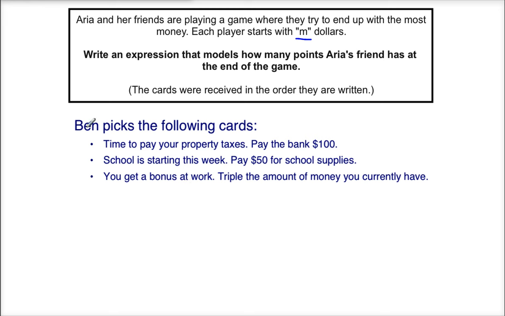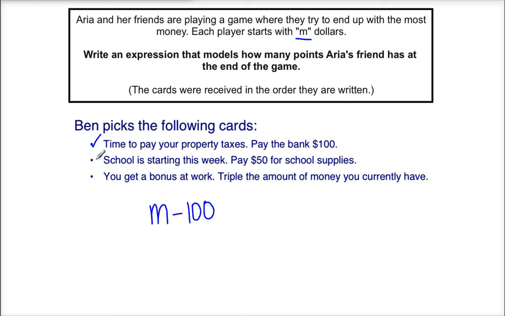So here's Ben's turns. Ben picks the following cards. Time to pay your property taxes. He has to pay the bank $100. Okay, so he starts with M dollars, but he has to pay the bank $100. So from this amount of money that he starts with, we have to subtract $100 for his property taxes, right? Okay, so this one is done.